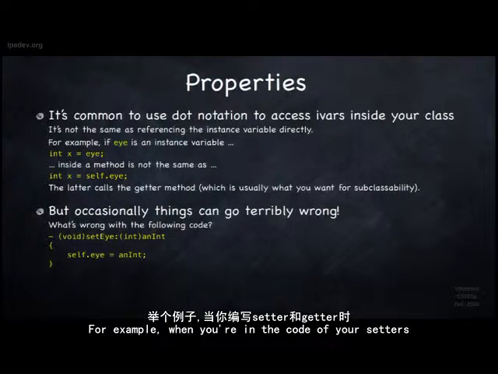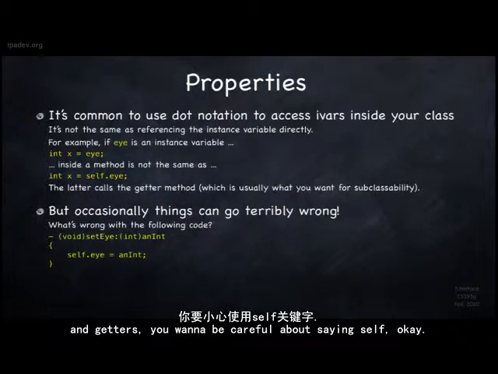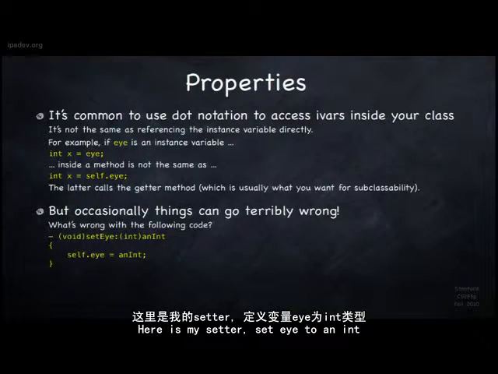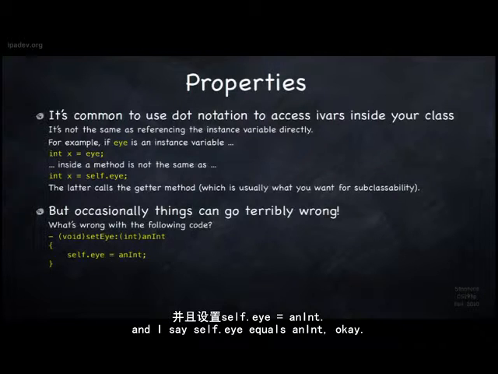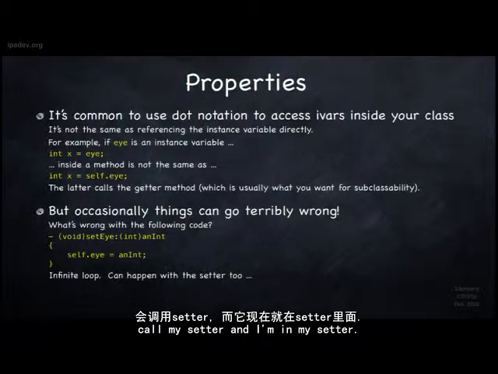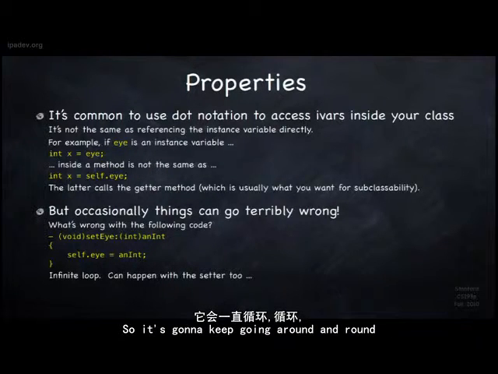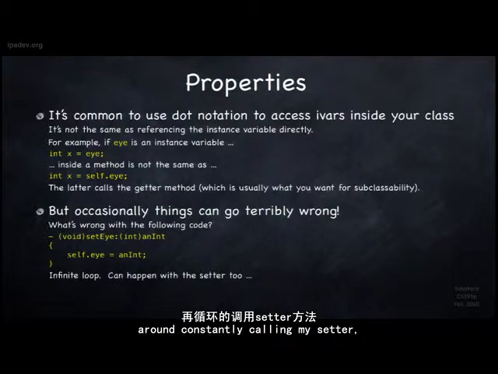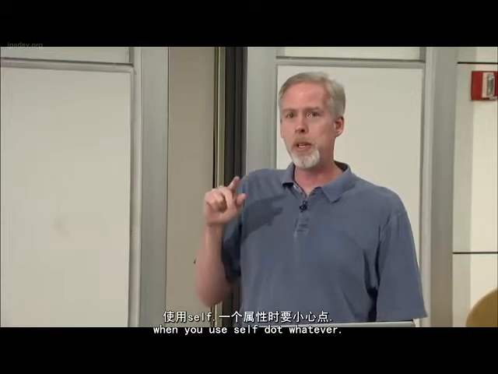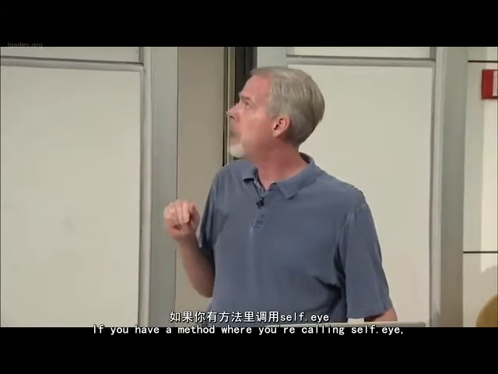For example, when you're in the code of your setters and getters, you want to be careful about saying self. Okay, look at this code right here. Here's my setter, set i to an int, and I say self.i equals an int. Okay, what's the problem with this? Infinite loop. Because that line self.i equals an int is going to call my setter, and I'm in my setter. So it's going to keep going around and around and around, constantly calling my setter, infinite loop forever. Okay, so be a little careful in your setters and getters when you use self dot whatever.